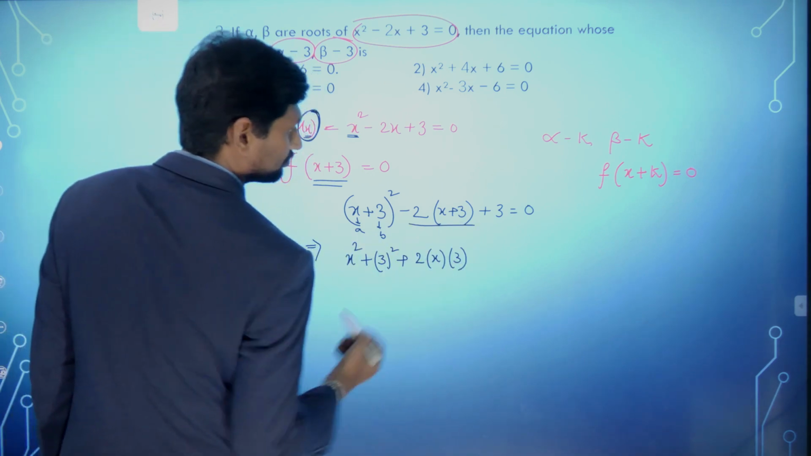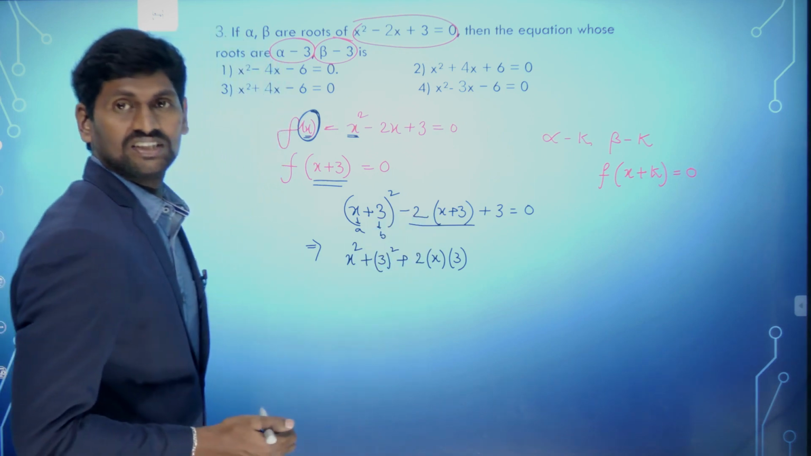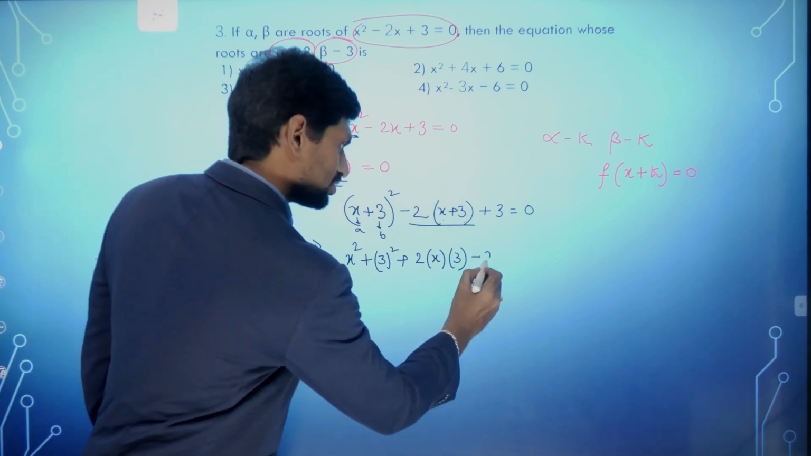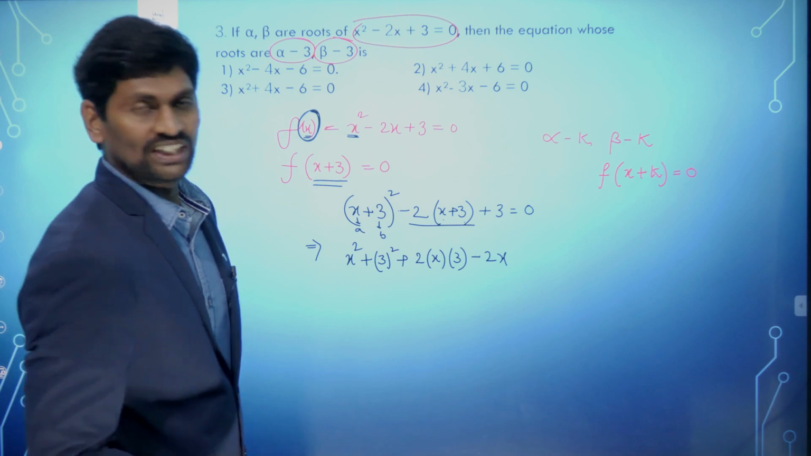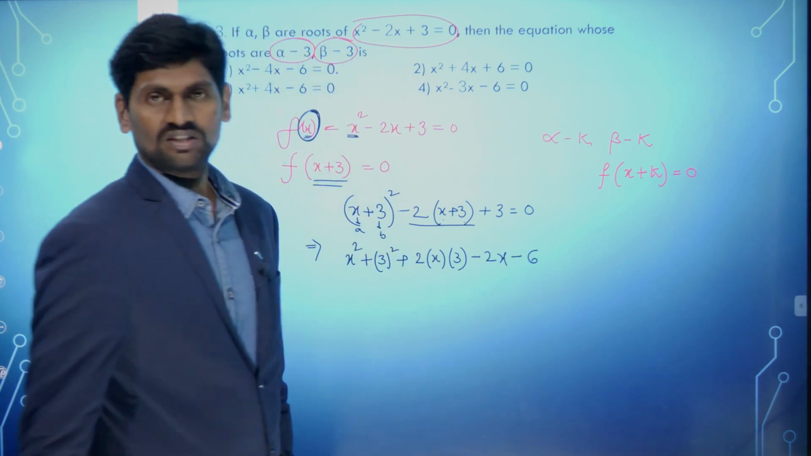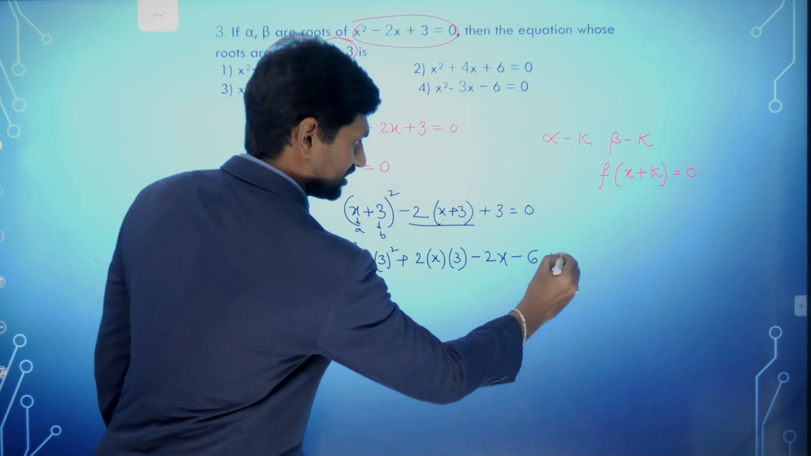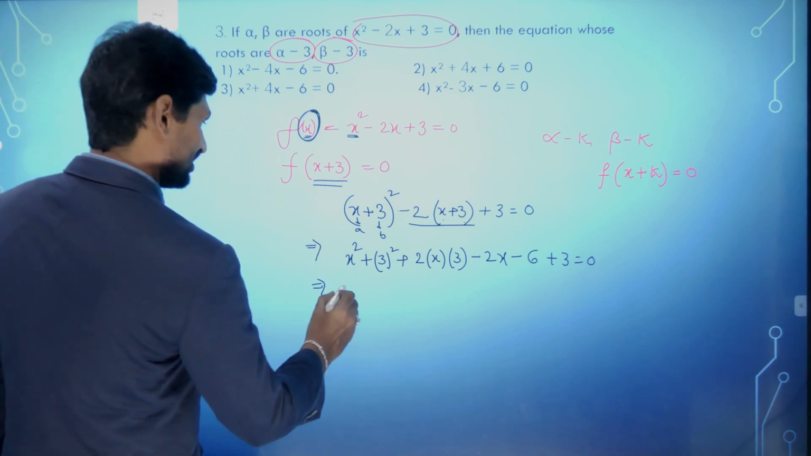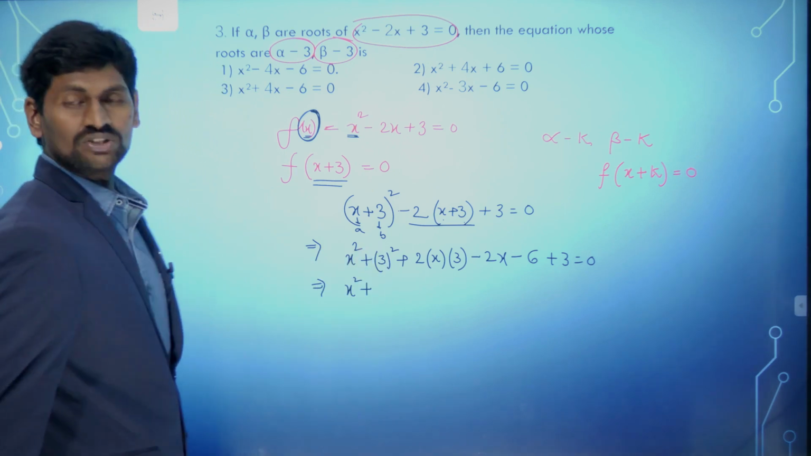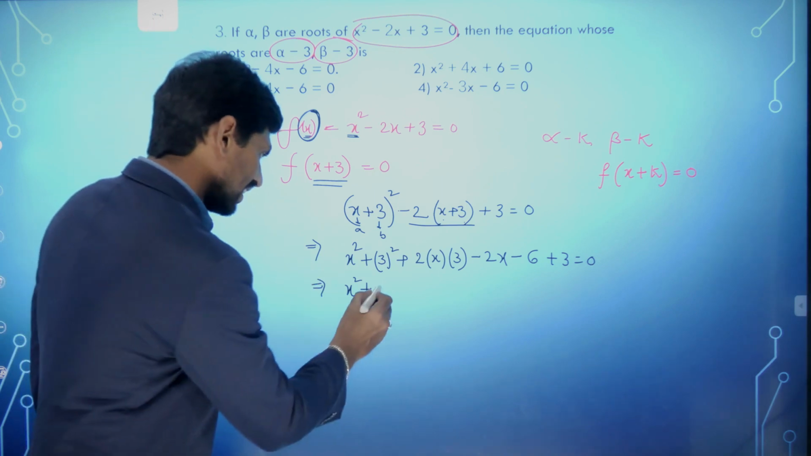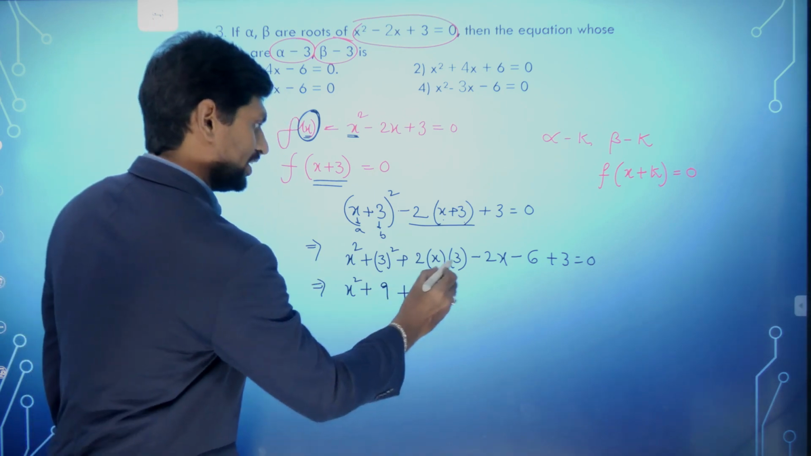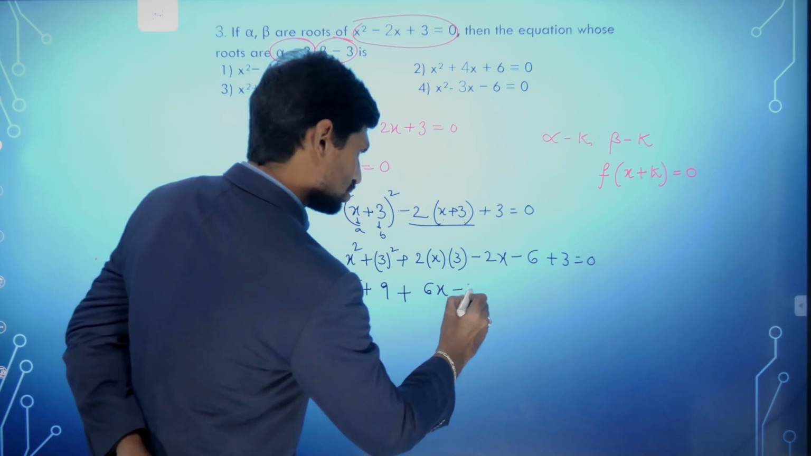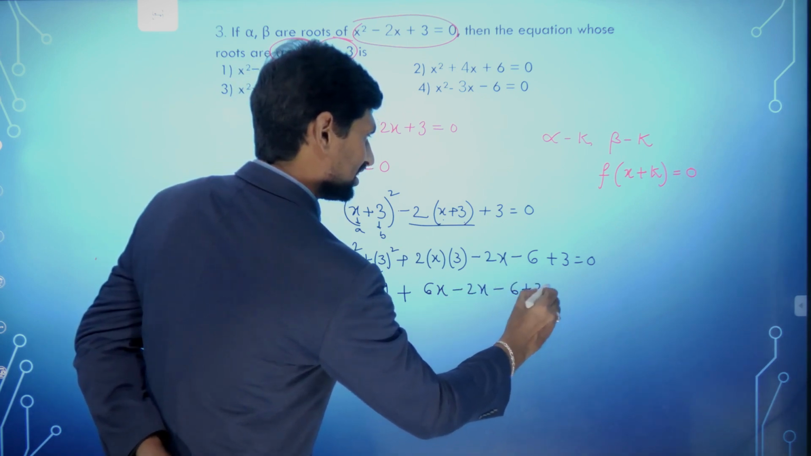Next, this one, minus 2 into x plus 3. The two terms in the bracket should be multiplied with minus 2. So minus 2 into x, minus 2x, minus 2 into 3, minus 6. Last constant term plus 3 as it is, equal to 0. Now check, x square is as it is. 3 square is nothing but 3 into 3, 3 threes are 9, plus 2 into 3, 6, 6 into x, 6x, minus 2x, minus 6 plus 3 equal to 0.